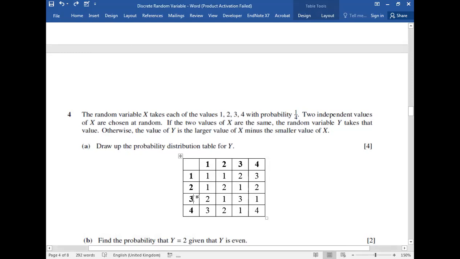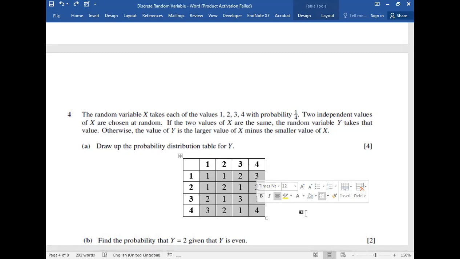If I take 3 as one number, the first value of x is 3 and the second value of x is 2, what should I note down? I'll subtract the larger value minus the smaller value. That will be 1. Now, this is just to help us make the probability distribution table. Now, these are the values of y. Now, what are the values that my y is taking? It's either taking 1, 2, 3, or 4.